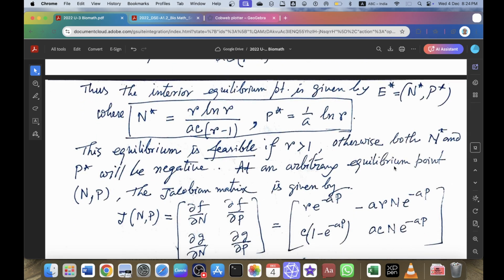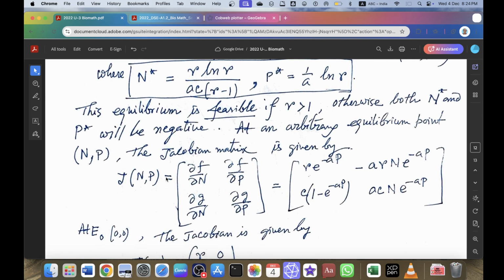At an arbitrary equilibrium point in P, the Jacobian matrix is given by this 2 by 2 matrix: del f by del N, del f by del P, del g by del N, del g by del P.